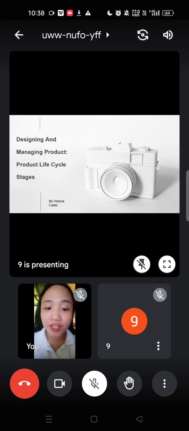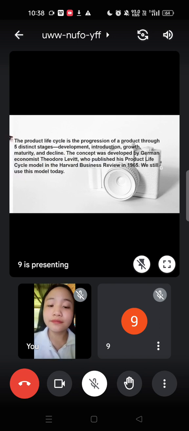Designing and managing product life cycle stages. The product life cycle is the progression of a product through 5 distinct stages: development, introduction, growth, maturity, and decline. The concept was developed by German economist Theodor Levitt, who published his product life cycle model in the Harvard Business Review in 1965. We still use this model today.